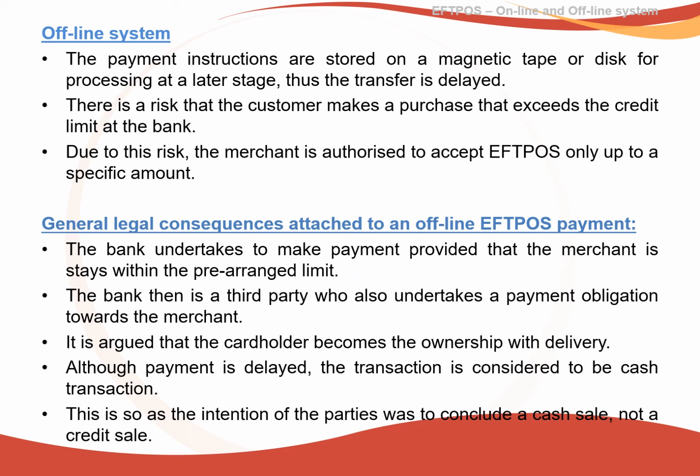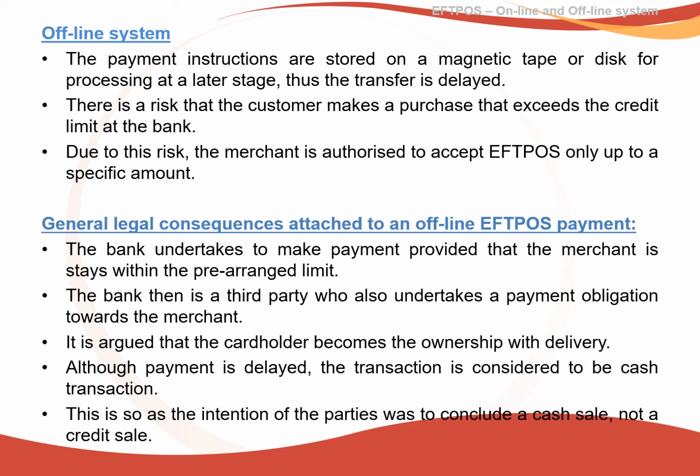In an offline system, the payment instructions are stored on a magnetic tape or disk for processing at a later stage. Thus, the transfer is delayed. In some systems, a delay of a few days, usually 3, is built in, so that customers' accounts are not debited immediately. In an offline system, there is a risk that the customer makes a purchase that exceeds the credit limit at the bank, as the merchant is not able to ascertain whether the cardholder has sufficient funds to pay the merchant. In this instance, the merchant is authorized to accept EFTPOS up to a specific amount.